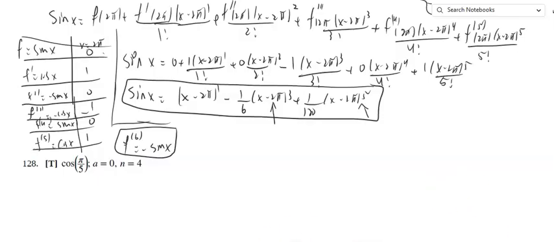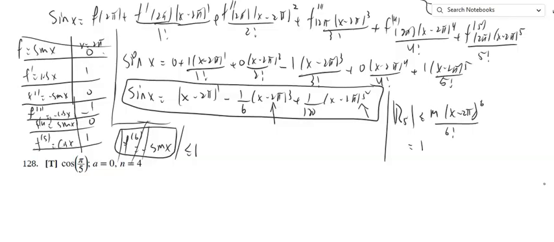Now, the error in my approximation, R sub 5, is less than or equal to M times x minus a to the 6th power divided by 6 factorial. Now, it's very easy what M is. It's the maximum this could ever be. We know that's 1. So the error is 1 times x, and we know what x is.